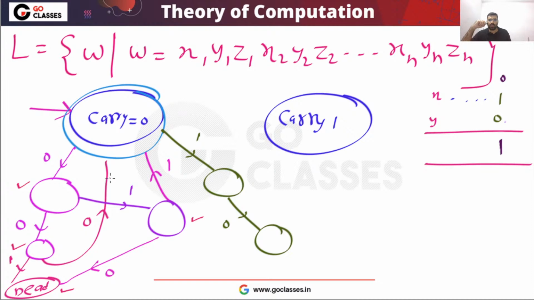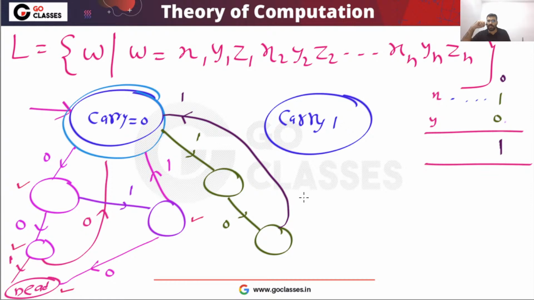And where will I go? The next symbol must be 1, and the carry will be 0. Yes or no?